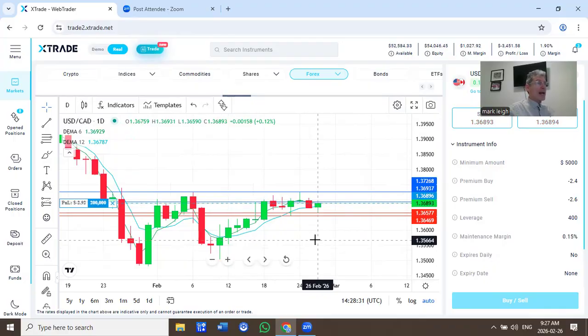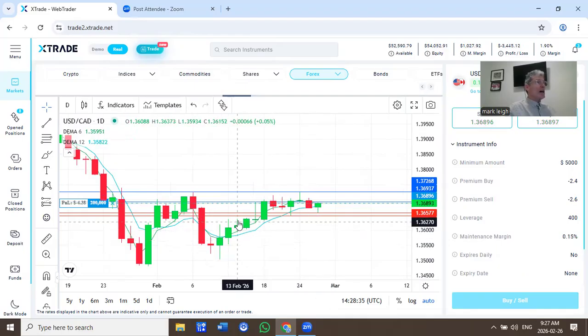We'll see whether that can be maintained or if we're going to get another turnaround. We have our support and resistance levels to work with.